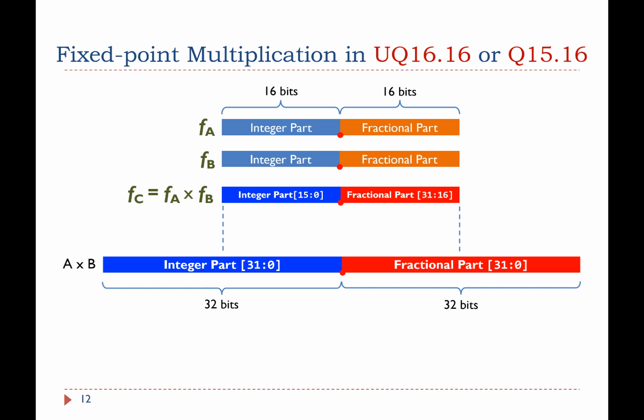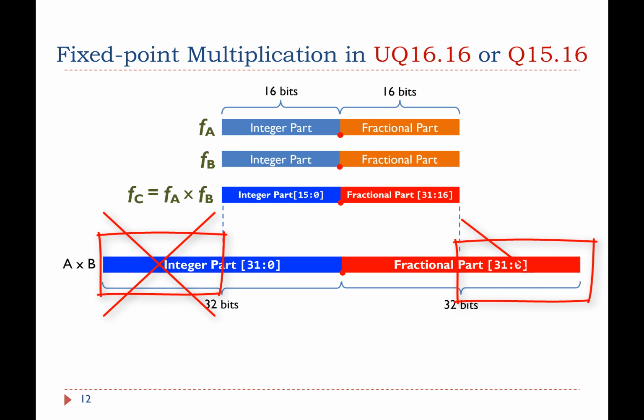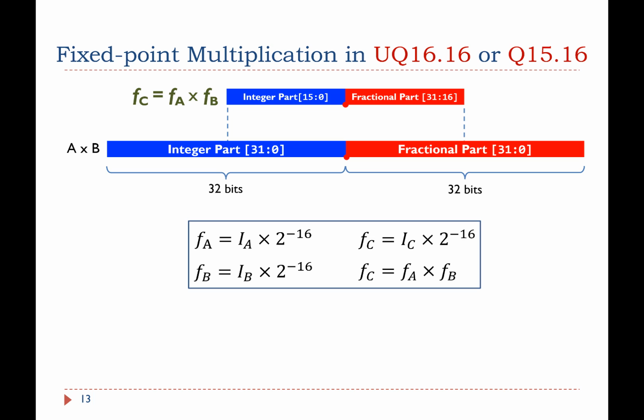For simplicity, we assume each fixed point number has 32 bits totally, with 16 fractional bits. If we multiply two 32-bit integers, the product can be as large as 64 bits. However, for fixed point multiplication, it's often that we need to limit the product to 32 bits. Thus, which out of these 64 bits should be our final result? The answer is that we should remove the leading 16 bits and also the trailing 16 bits, and only keep the middle 32 bits as the final result.